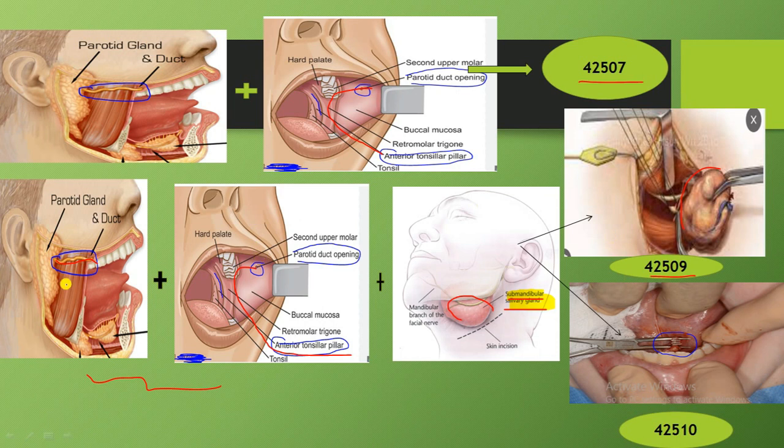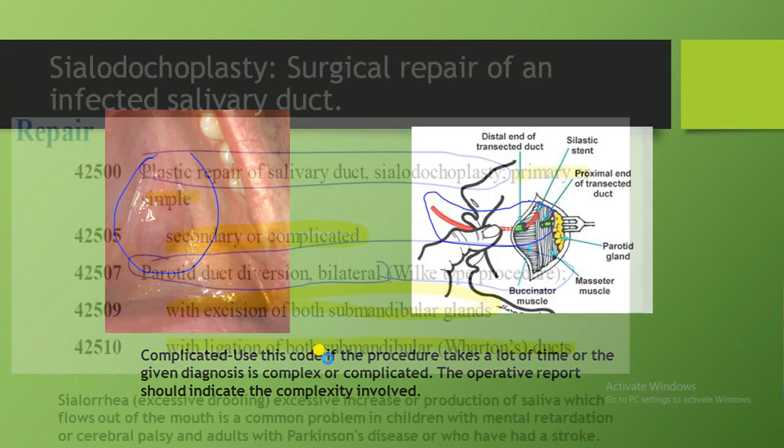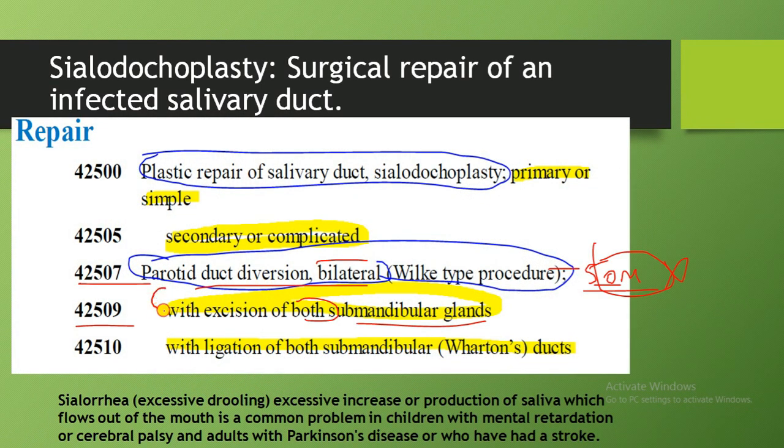So whenever diversion of the parotid duct is done and also the salivary glands are removed, we have to code the CPT code 42509. Diversion plus excision of the submandibular glands, code the CPT code 42509. No need to assign the other two codes. Only one CPT code is enough because it includes the parotid duct diversion plus the excision. Both are done, so code only this one CPT code.